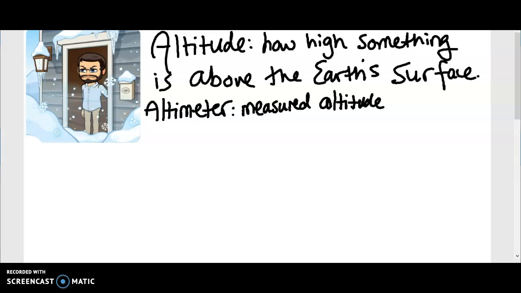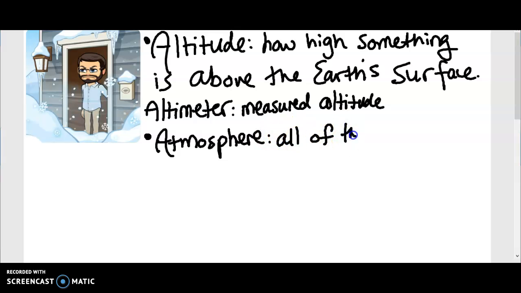Our second word that we're going to see today, this one you do need to jot down. Here's our word number two, atmosphere. Now, obviously, this week we're studying the layers of the atmosphere, and the atmosphere is all of the air surrounding the Earth.